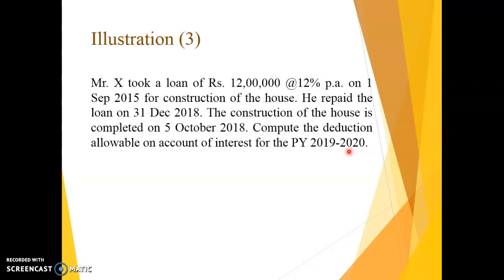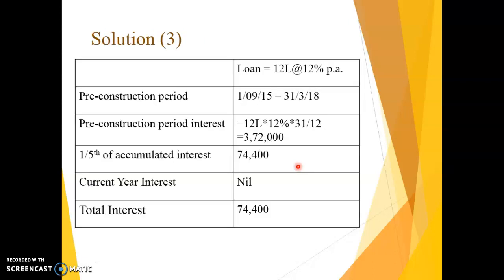Now the question is regarding current year's interest, but the loan has been repaid back on 31st December 2018. But in my previous year, the date is starting from 1st April 2019. So before my previous year, the loan has been repaid back. So in this case, there will not be any current year interest. So this will be nil.